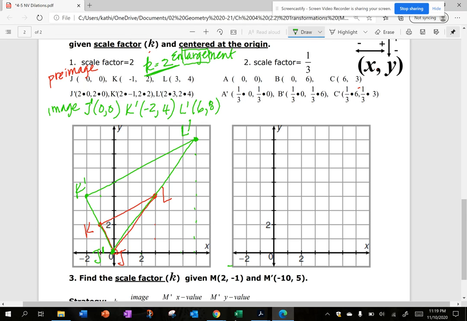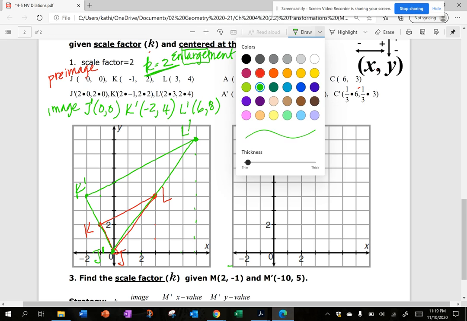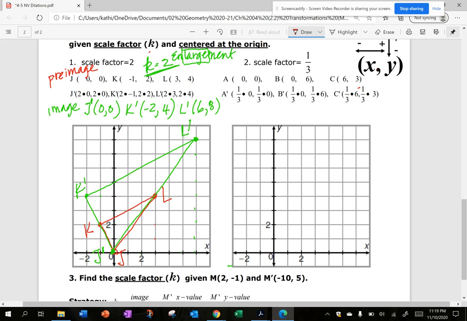Okay, so the word large is in the word enlargement. So if I have a scale factor less than 1, this is going to be a reduction. Okay, so I'm going to do the same process where I'm going to multiply my scale factor k times each coordinate. So I'm going to start by plotting my pre-image first.